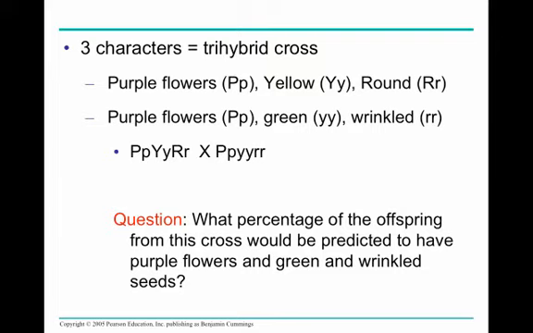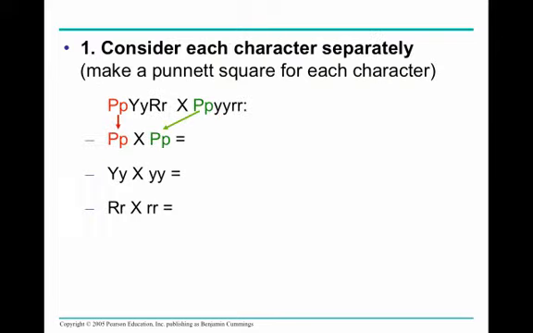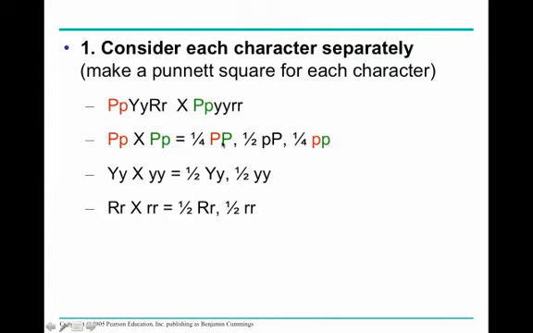Okay, so before we get to that particular question, you want to consider each character separately. Do a separate Punnett square for each character. So for the flower color, the seed color, the seed shape, and you should get these results when you do your Punnett squares. So you physically want to do your Punnett squares.